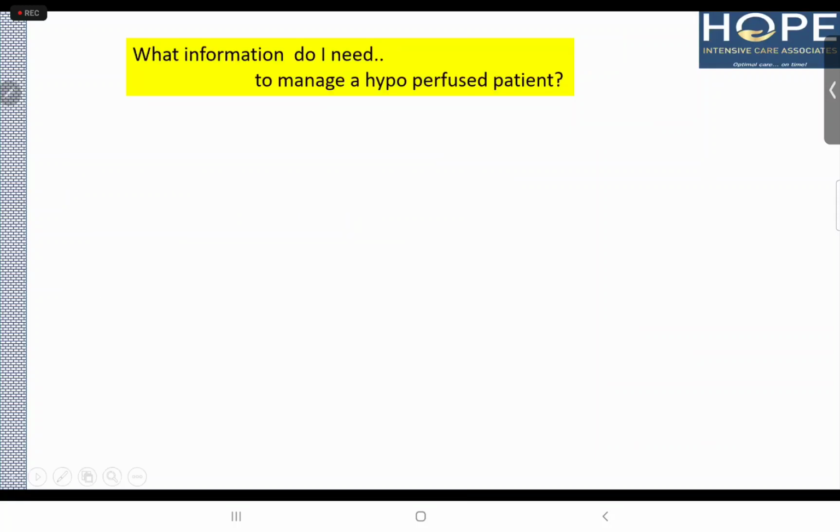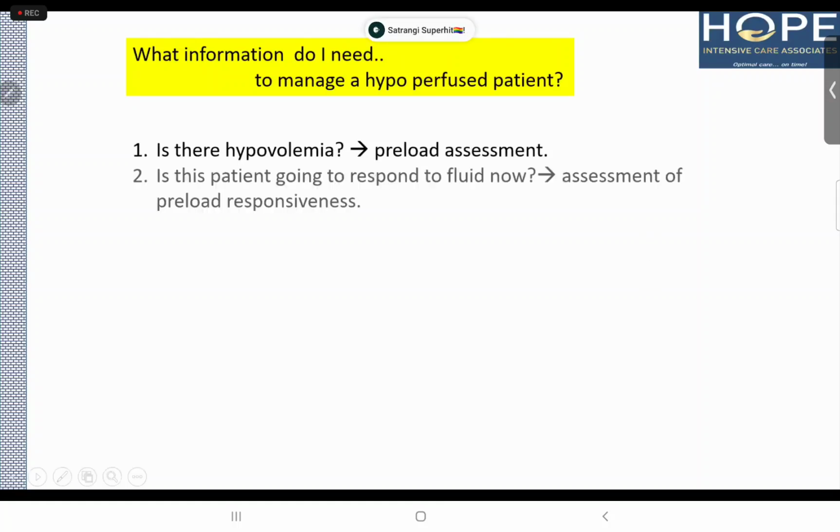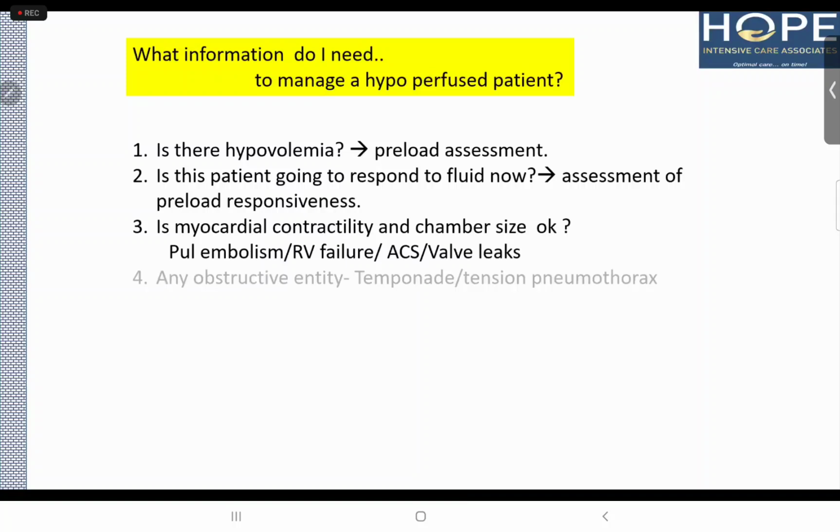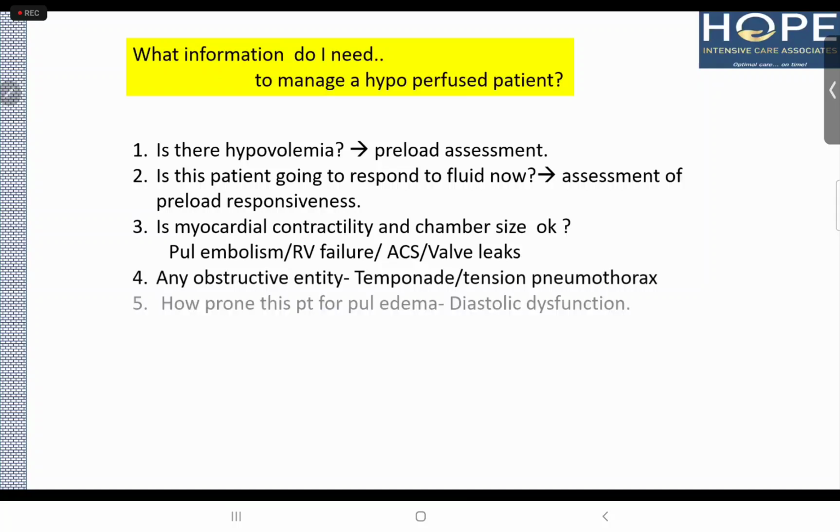So what information do I need? Is there hypovolemia or preload? Then I would go to, is the patient going to respond to fluid? Assessment of fluid responsiveness. Is myocardial contractility and chamber size okay? Can I look for any obvious pathologies in echocardiography? Is there an obstruction in any entity? Do I need to relieve it urgently?